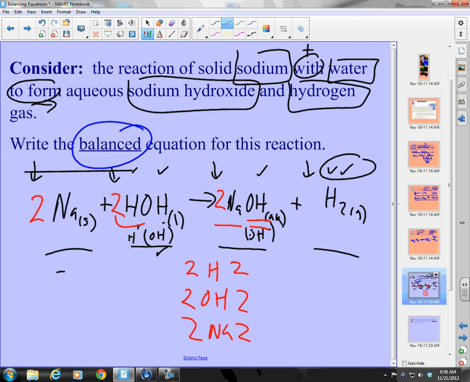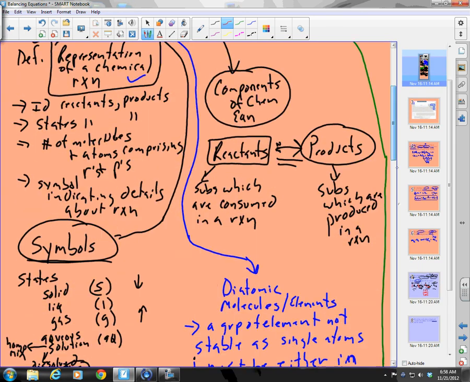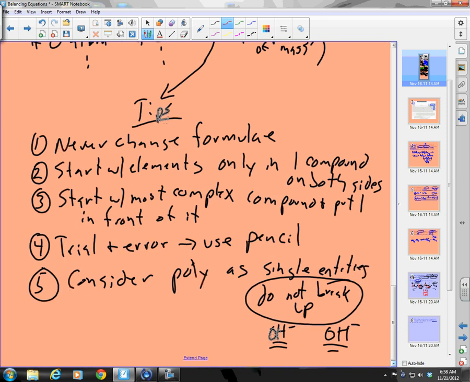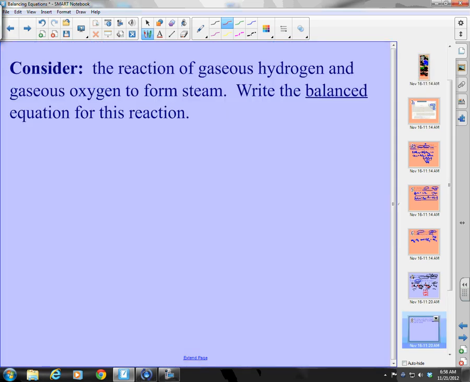Yikes! Which brings us to one other tip, right? One other tip is what did you notice that I did? Check. Make sure you check the number of atoms on each side and make sure that you have indeed a balanced equation. Here you go. You try this one.